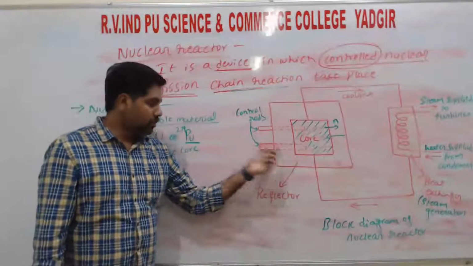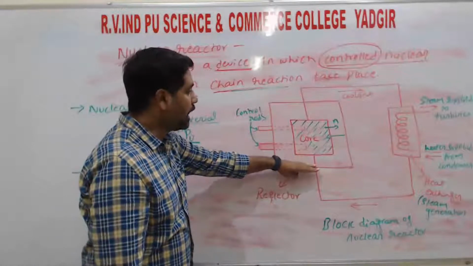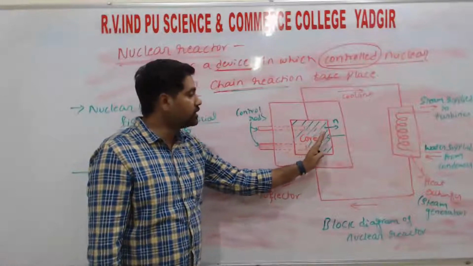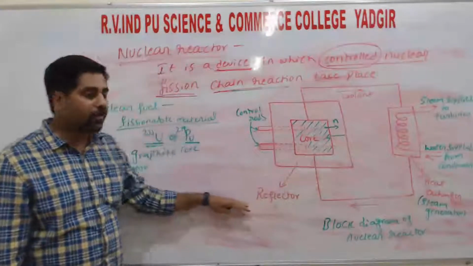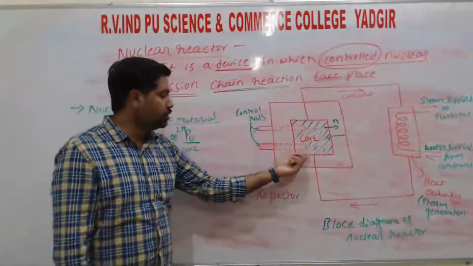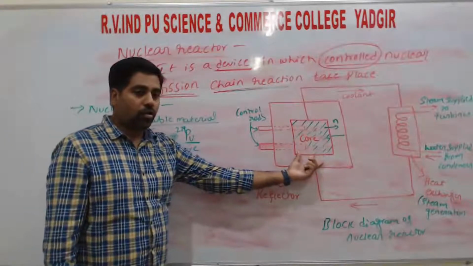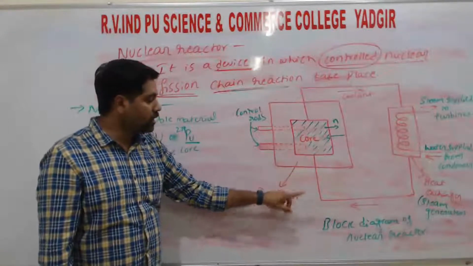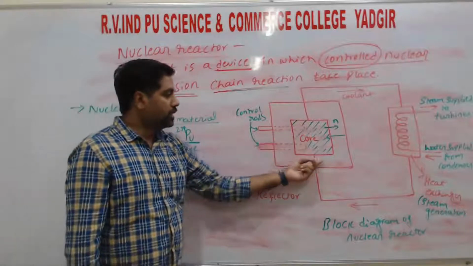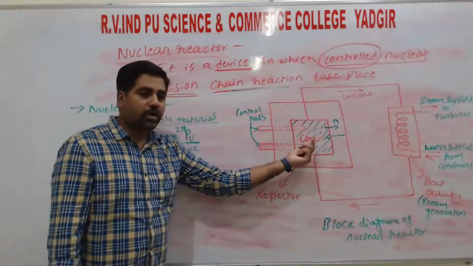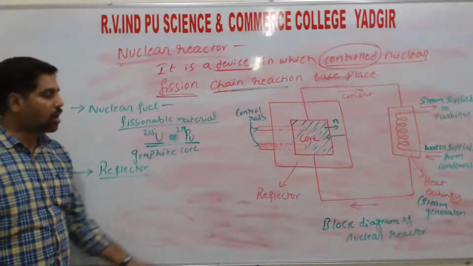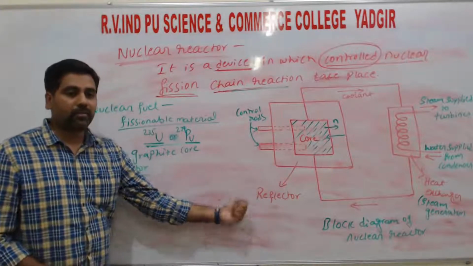It helps to send the neutrons back inside. That means the escaping of the neutrons is avoided by the reflector. That's why we use the reflector outside the core. The core is covered by the reflector, and it helps to send the neutrons back into the core. That means the escaping of the neutrons is avoided by the reflector.